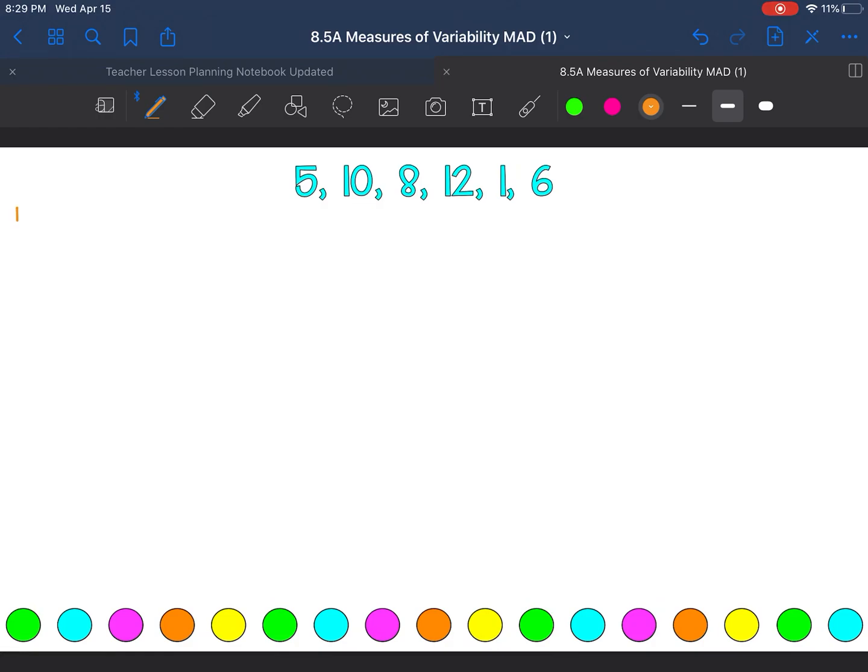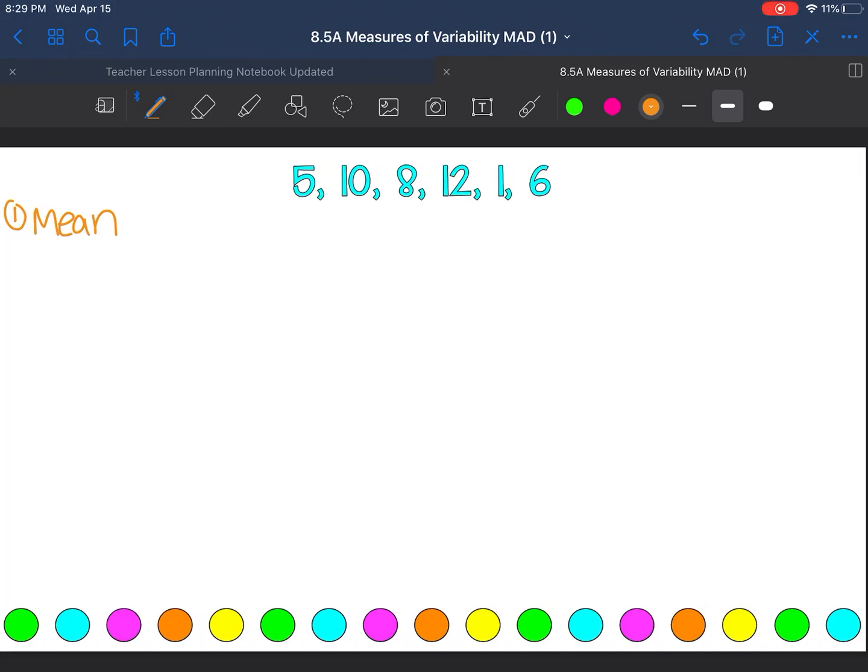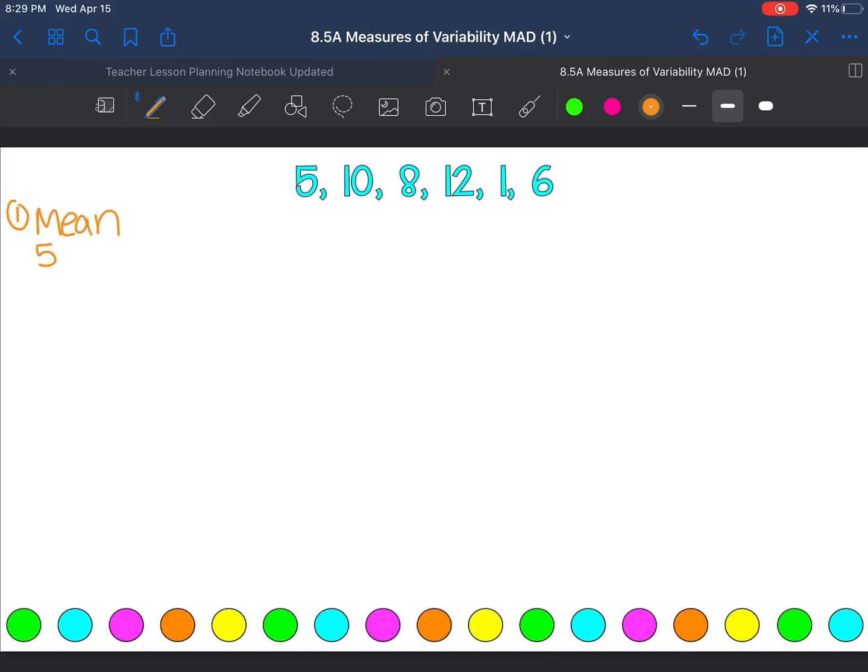Let's do a couple more problems together. So remember, step 1, find the mean of your numbers. So step 1, mean.